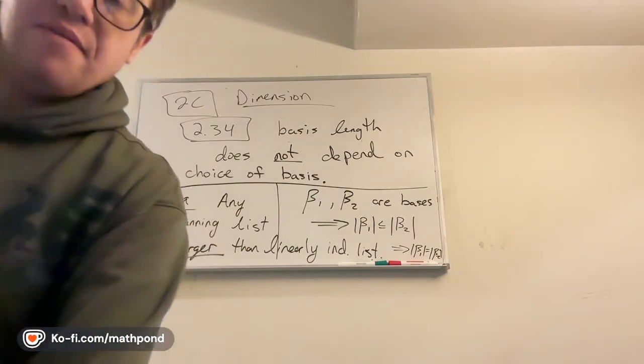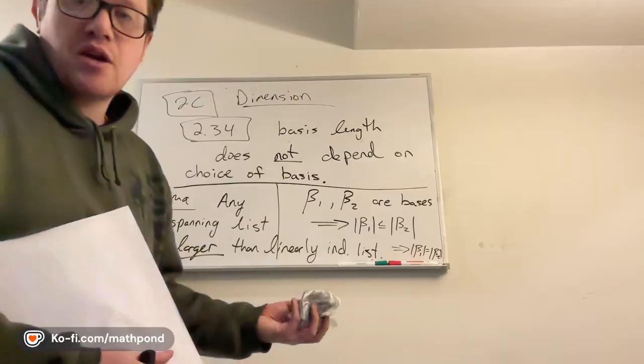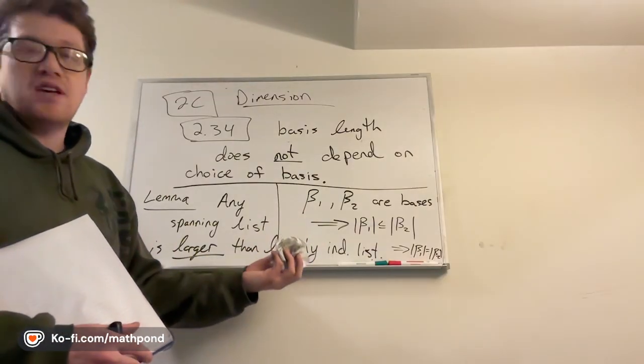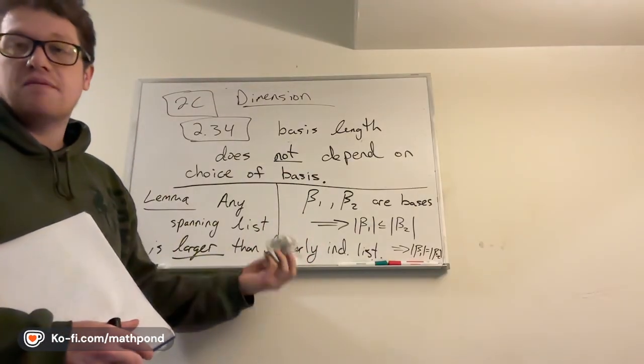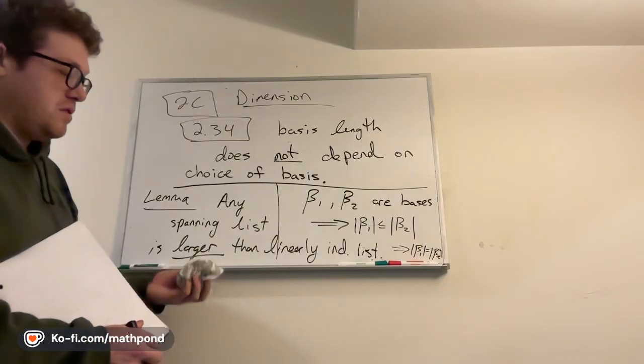Okay, so let me just write that final part. I think that's basically it. But does anybody have any questions? So every basis has the same size, and then we call the length of that list the dimension of the vector space.